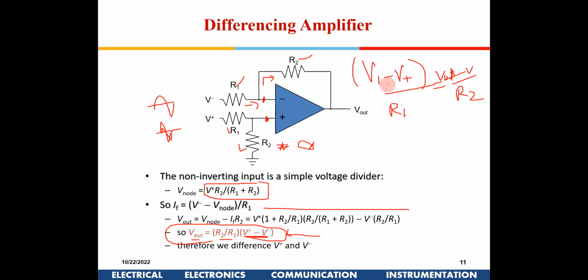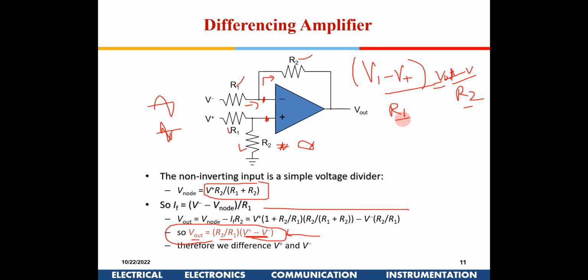Correct. So you won't get V1 minus V2. Because these are different, you won't reach V plus minus V minus if you do that. That is the reason. There is no current in the non-inverting terminal, so the voltage difference will not appear across the inverting and non-inverting terminals. We will not get V1 minus V. We will not get the difference.